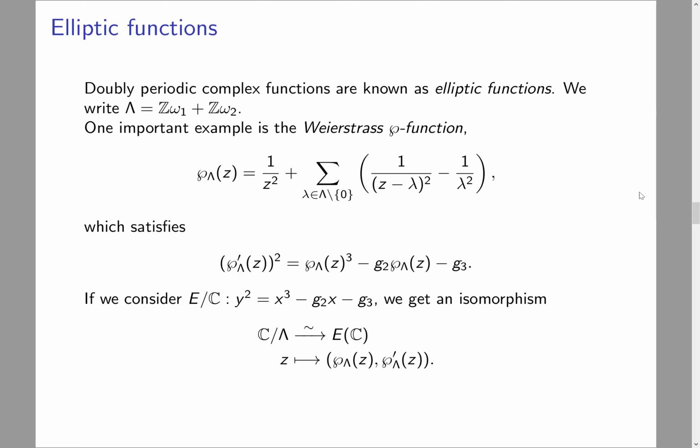And so we have here an elliptic curve. If I write down that equation, y squared equals x cubed minus g2x minus g3, where g2 and g3 are these complex numbers, we get an isomorphism from C modulo lambda into the complex points of E by sending the point z to, well, the x coordinate is the Weierstrass p function evaluated at z, and the y coordinate is the derivative.